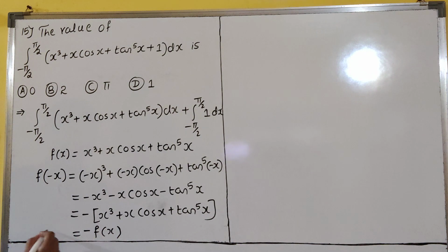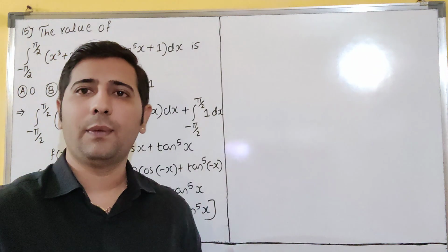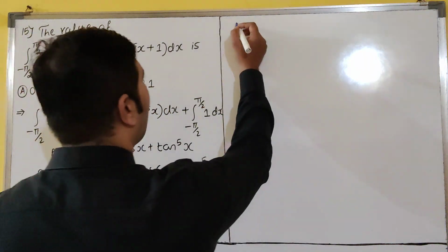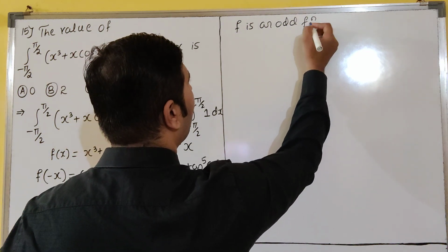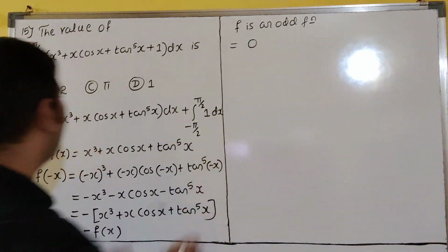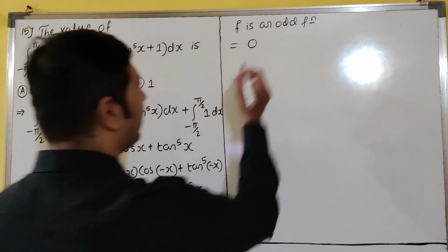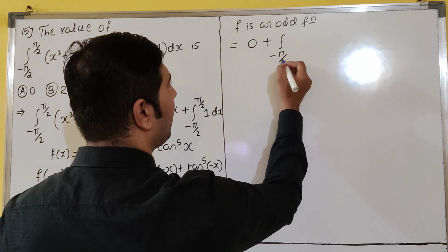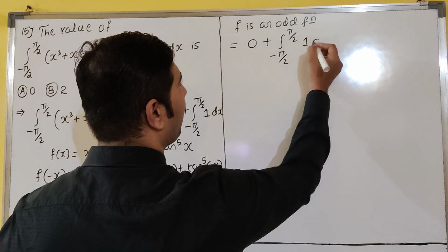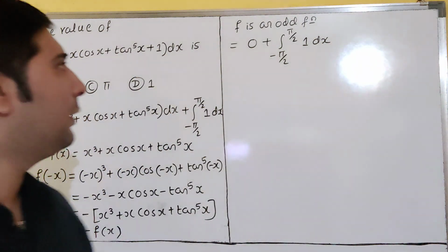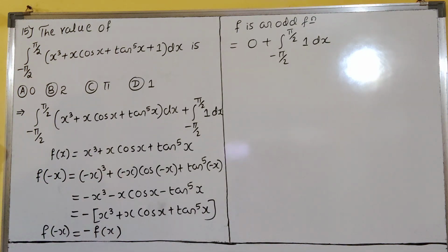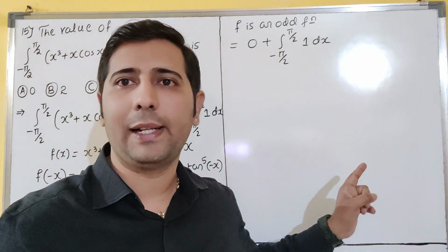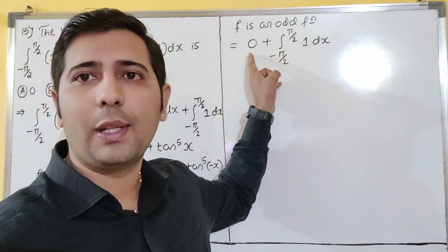If f of minus x is equal to minus of f of x, it means the function is odd, dear students. f is an odd function. Then this value will become 0. Yes or no? Plus what you are remaining with? Minus pi by 2 to plus pi by 2 integration 1 into dx. Clear everyone? So this whole term will become 0, because f is an odd function, dear students. For an odd function, the property I had told is that the integral value will become 0.